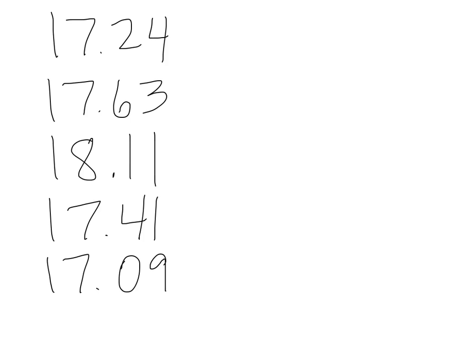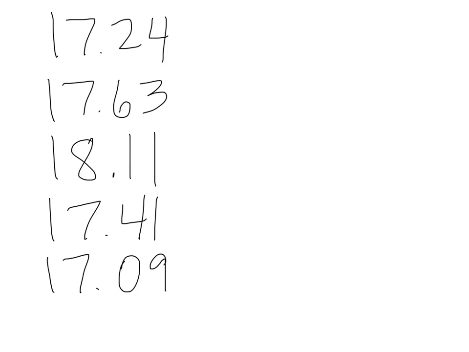Here is our next problem where I want you to put these decimals in order from least to greatest, so from smallest to biggest. And I will give you about 20 seconds to write these down. The first one is 17.24, 17.63, 18.11, 17.41, and 17.09.